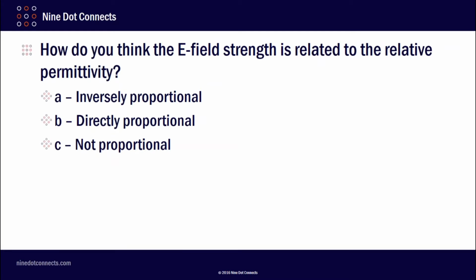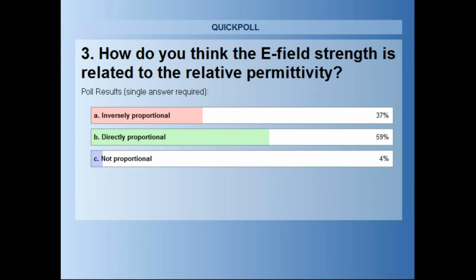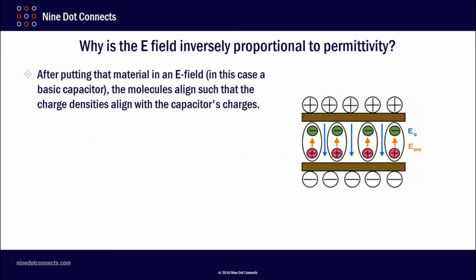Got another polling question for you. How do you think the E field strength is related to the relative permittivity? Interesting. 37% said inversely proportional, 59% directly proportional. Oddly enough, it's inversely proportional, and we're going to show that. Thank you all for voting on that. Oddly enough, when I first started getting into this type of material, no pun intended, I actually thought the same thing. I thought it was directly proportional.